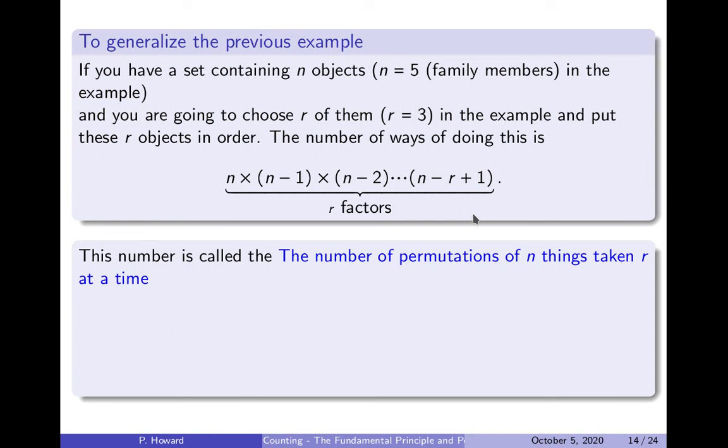So this number is called the number of permutations of n things taken r at a time. And the shorthand notation is either subscript nPr, or simply nPr. And it's the second notation that we'll be using in the slides, and it's the notation that's used in our two books.